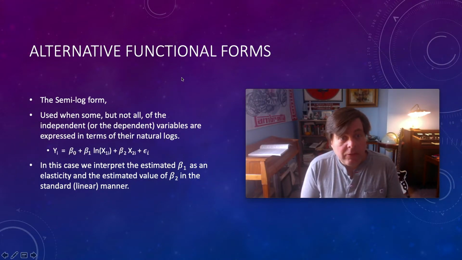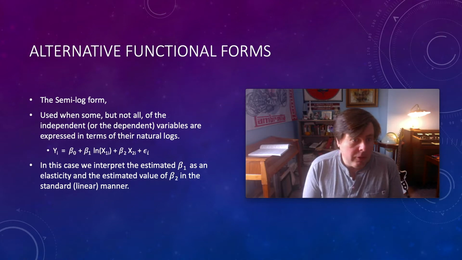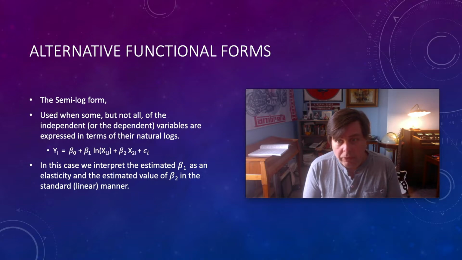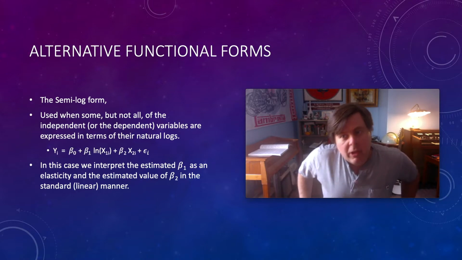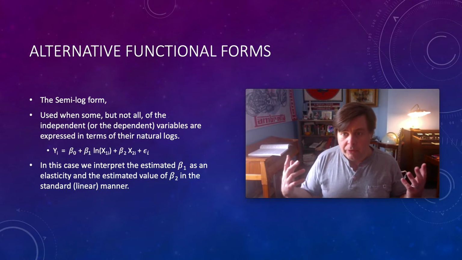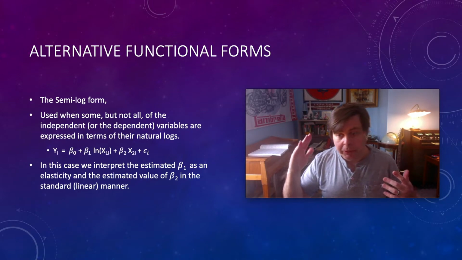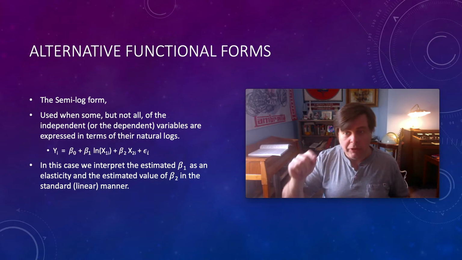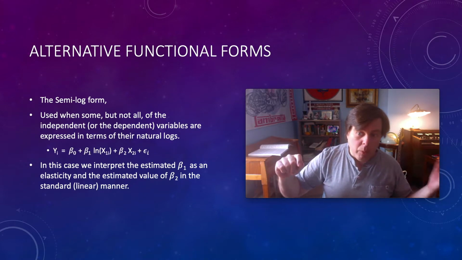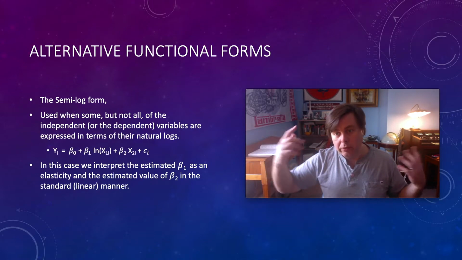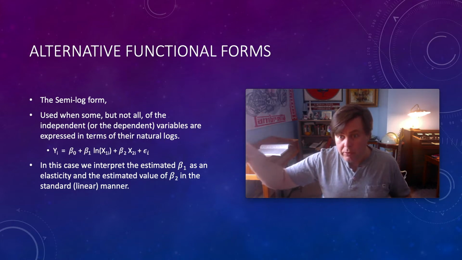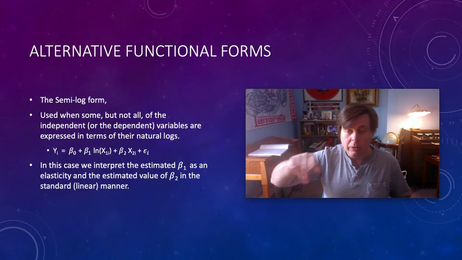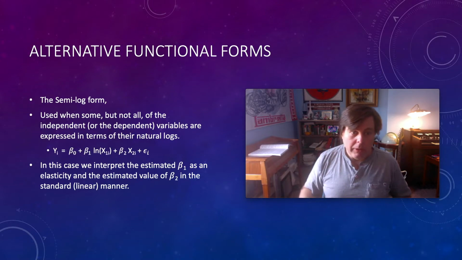Second up then is the semilog form. This is used when some, but not all, of the independent or dependent variables are expressed in terms of their natural logs. So maybe we have a hypothesized relationship where we think some x variables are going to be linear. The relationship between x and y is going to be linear, so every time they go up by 1, maybe y goes up by 2, always. It's linear. But some of our variables have a logarithmic style relationship, or exponential style relationship.